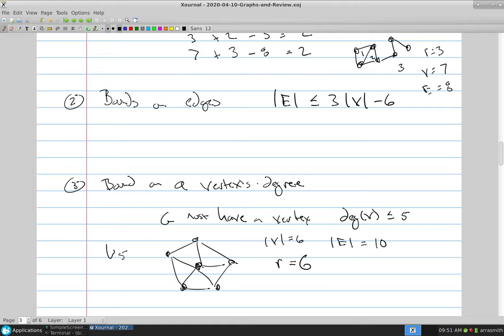So I could verify that, well, one, this is easy. There's a degree 3, it's less than 5. It has at least one. It actually has 5 that are less than 5. So you could verify the bounds. You could verify the bound on edges, that the number of edges you have is less than or equal to 3 times 6, 18, minus 6 is 12, and 10 is less than 12. But you can also start to see that it's getting close to needing a short circuit as we have more edges. And then you could also check Euler's formula, that 6 plus 6 is 12, minus 10 is 2. Euler's formula still holds.